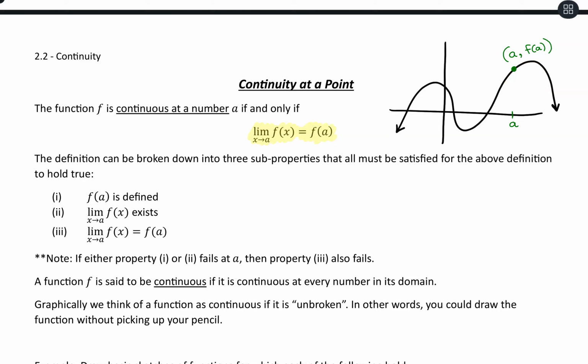Some different cases there. So graphically, we think of a function as continuous if it is unbroken, in other words, you could draw the entire function without picking up your pencil. There are three subproperties of what makes a continuous function. Our first one is that f of a is defined, so that we have that coordinate. Also, that the limit as x approaches a from both sides for that function exists, so they're approaching that same coordinate. And then that the limit as x approaches a of our function is equal to that output value.